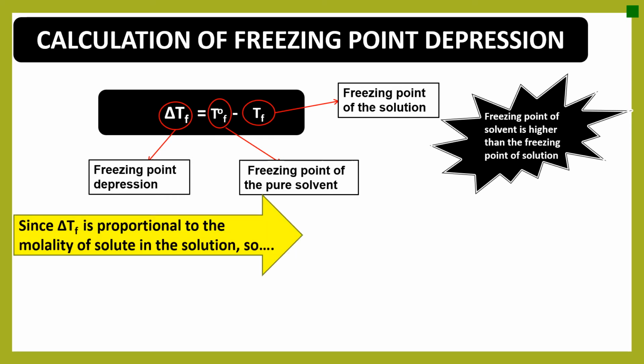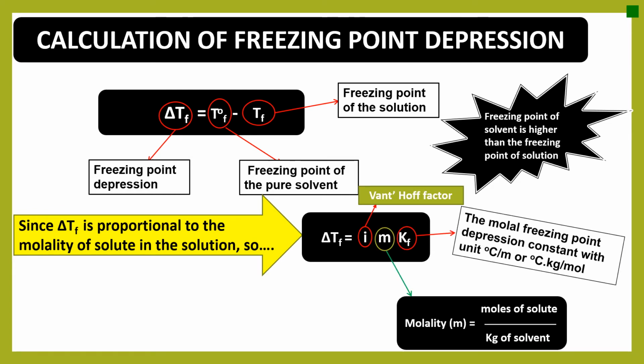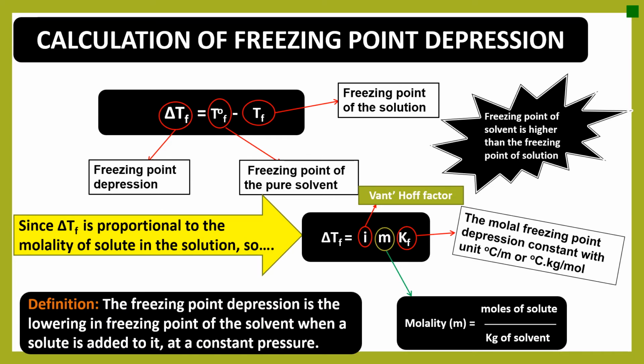Since it is a colligative property, as we have seen before, it's directly proportional to the molality. This is the formula where delta TF is the freezing point depression, which is equal to i, that's Van 't Hoff's factor, times molality times the freezing point depression constant, Kf. So as I have said, the freezing point depression can be defined as the lowering in the freezing point of the solvent when a solute is added to it at a constant pressure.